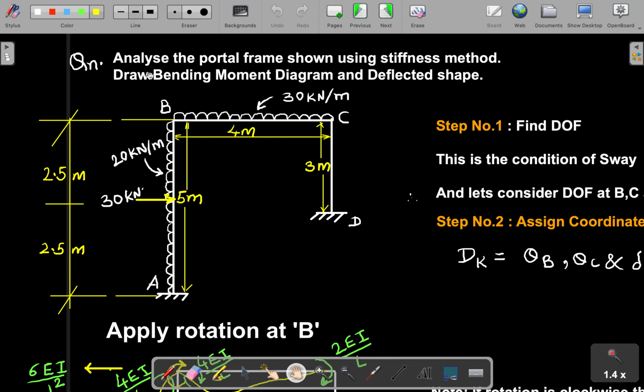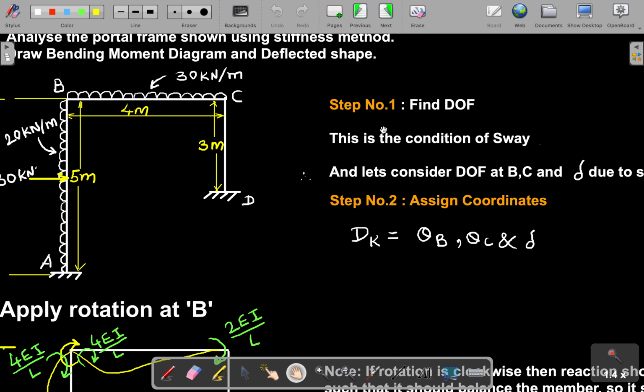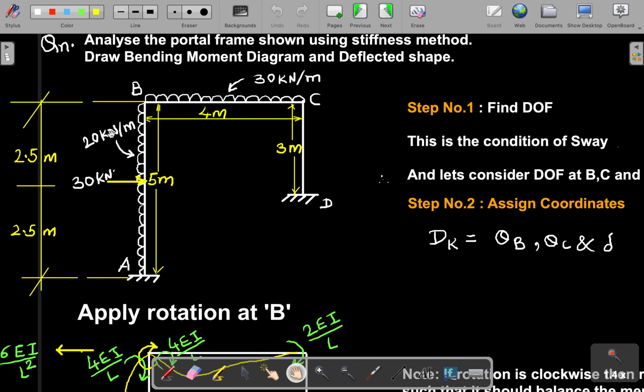Now the question is: analyze the portal frame shown using the stiffness method and draw the bending moment diagram and deflected shape. As you have seen previously, I have given an introduction about how we proceed step by step for this particular problem. So let's see step number one. We have to find out the degrees of freedom for this particular case.